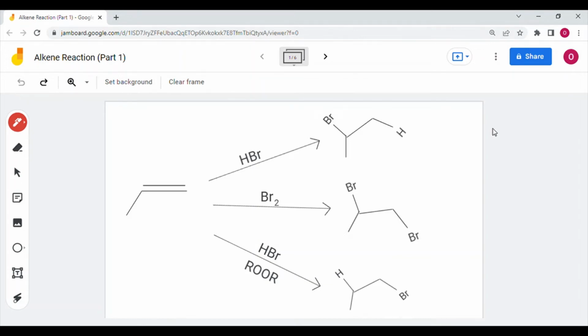In this video, I'll be going over alkene reactions, part 1. So if we have some kind of alkene like so, and remember, alkene means the word double bond, and we react it with HBr, we're going to add a hydrogen and a bromine on this molecule. If we react this with Br2, we're going to be adding 2 bromines, and if we react this molecule with HBr with some kind of peroxide, we're also going to add HBr, but in a different location in comparison to this.